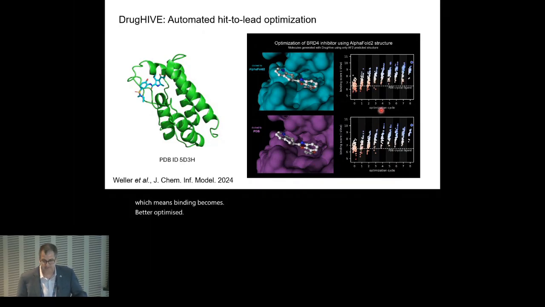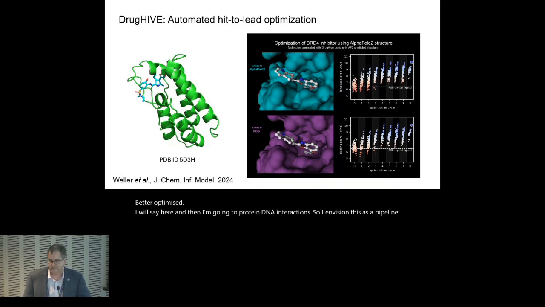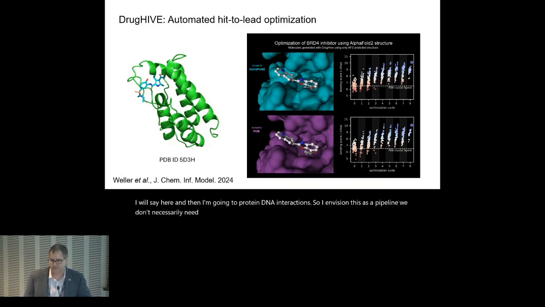I will say here, and then I'm going to protein-DNA interactions. So I envision this as a pipeline. We don't necessarily need the experimental structure. We can use AlphaFold 2 to fold a protein. So we have as input just the amino acid sequence, and then can use DrugHive to predict a drug.